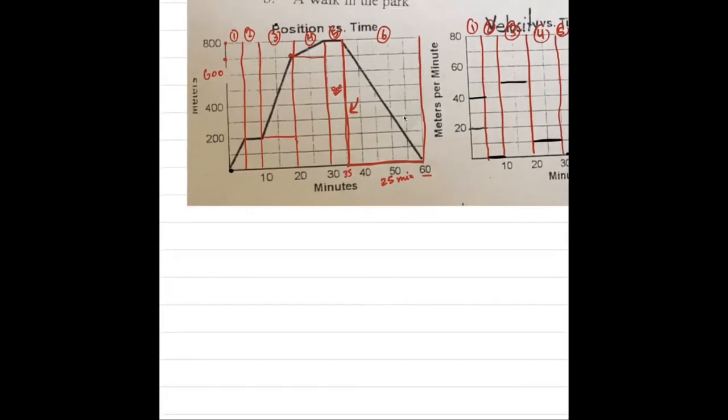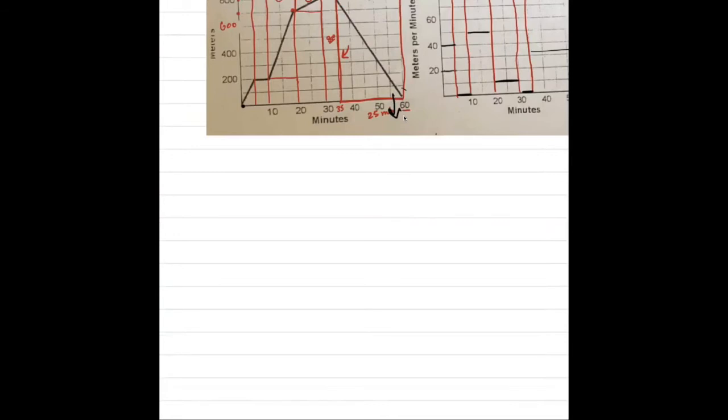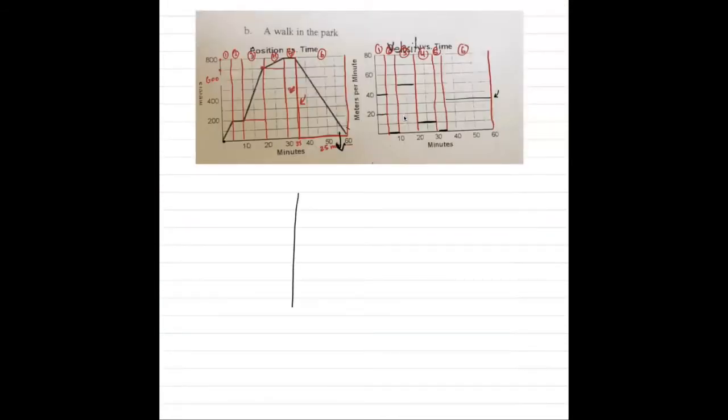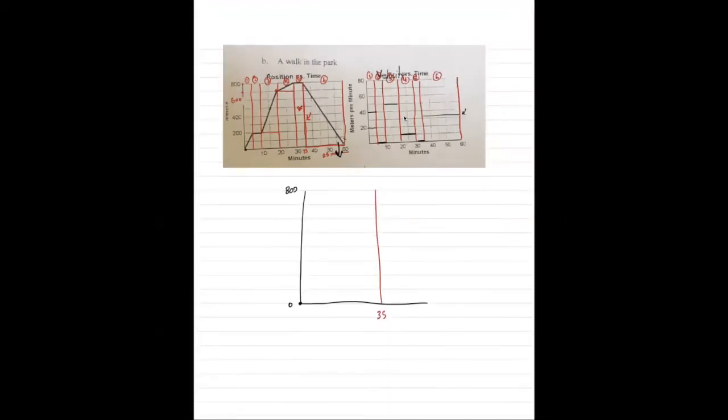So I'm going to take block 5, and I'm going to draw it down here. So this is 0, this is 800, and block 5 started at minute 35, and it ended at minute 60, which is right here. And the line was this one. That's the same one.